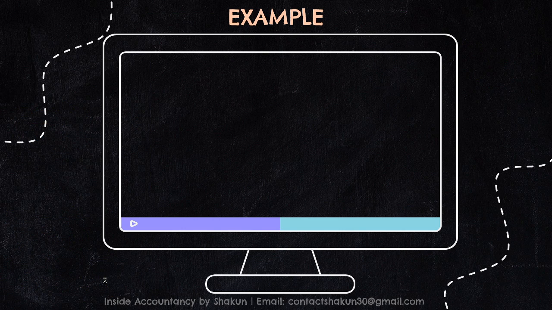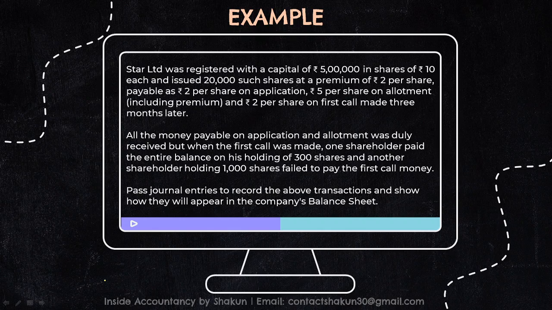So let's understand this with the help of an example. Star Limited was registered with a capital of rupees 5 lakh in shares of 10 each. So please note, whenever the shares or money is given, you should look at this rupees sign here. So this is basically the authorized capital. These are not the number of shares. Number of shares would be 5 lakh divided by 10. So 50,000 would be the number of shares, right?